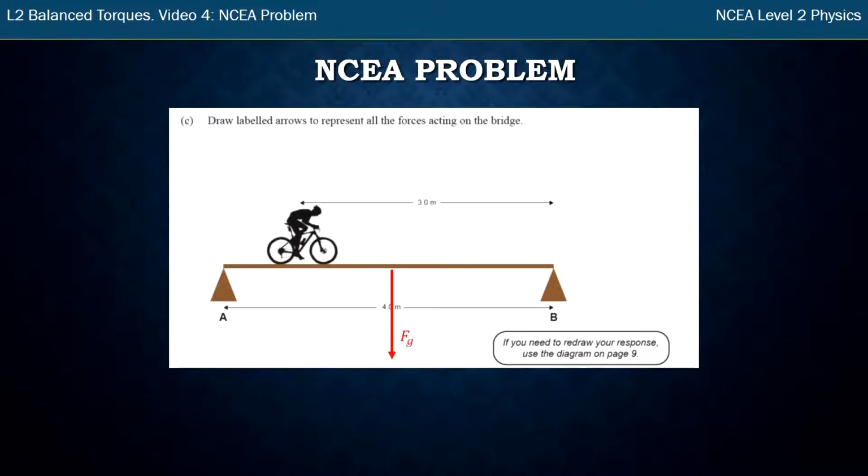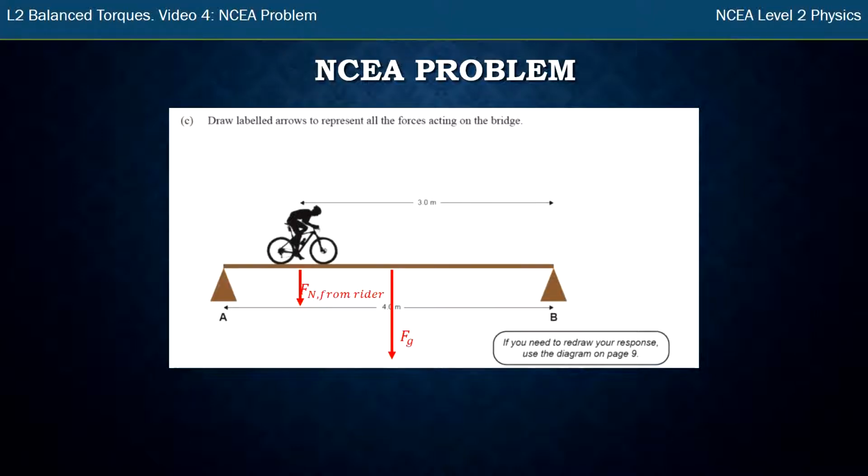That acts through the middle of the bridge, so it's 2 metres from the end, because the bridge itself has weight. The second is the force from the cyclist standing on the bridge. Now that is a normal force. It's not a gravity force because the earth pulls down on the rider, and the rider interacts with the bridge via a normal force, because a normal force is a force that is 90 degrees to the surface, and you can see the surface of the bridge is that way.